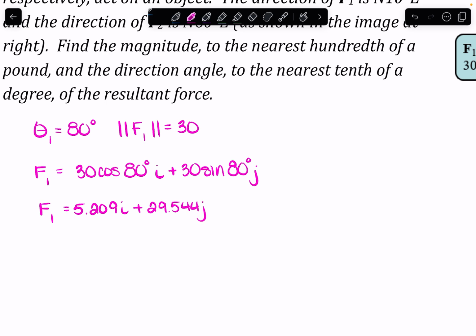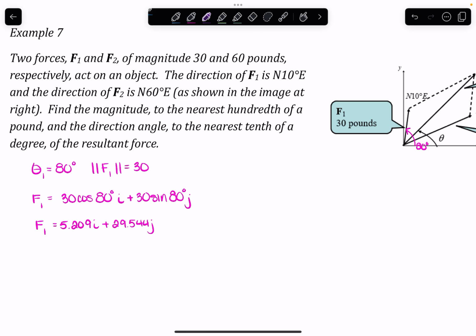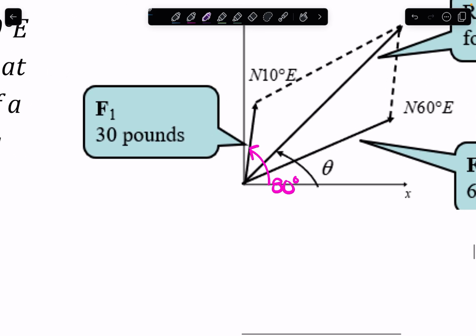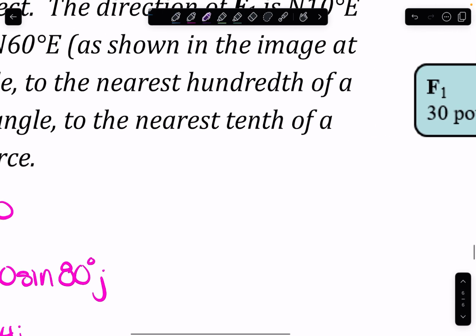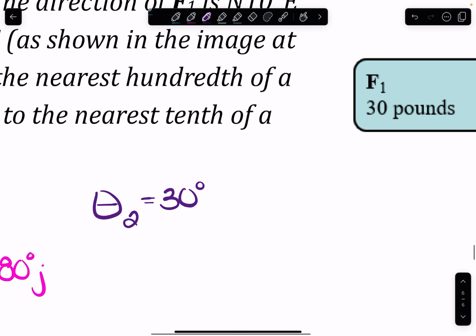Force 2, I'm going to do in a different color. Force 2 was tilted at a north 60 degree angle, so it's coming all the way down here. That is 60, which means the standard position angle we need for force 2 is 30, because they have to make a right angle. So we're not worried about the 60, we're worried about the 30. So theta 2 is 30 degrees, and the magnitude of force 2 is 60 pounds.